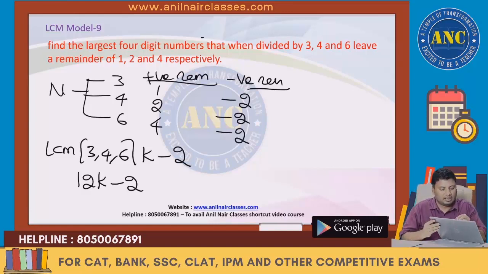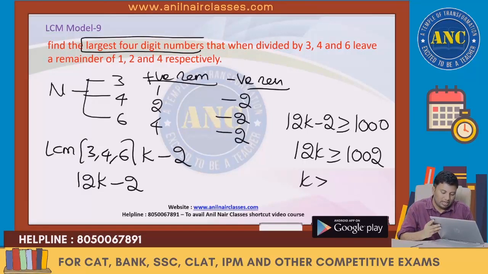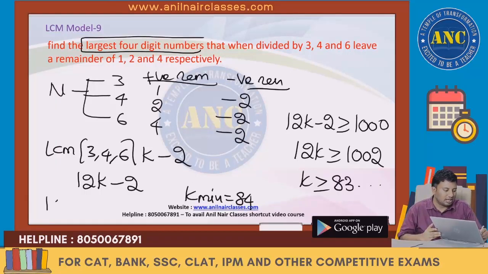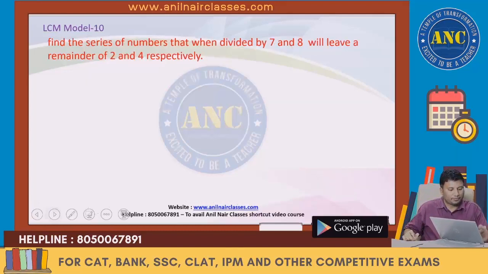12k minus 2. Find the largest 4-digit number. So 12k minus 2 is just greater than or equal to 1000. 12k is greater than or equal to 1002. K is greater than or equal to 83 point something, since 12 8s are 96. K minimum is 84. The answer is 12 into 84 minus 2.